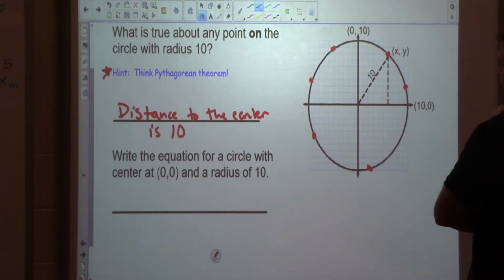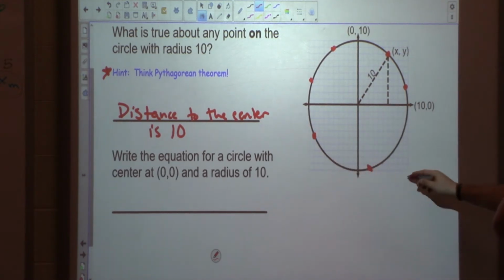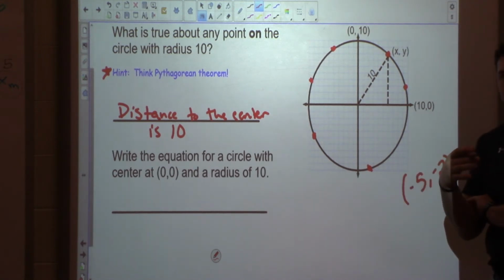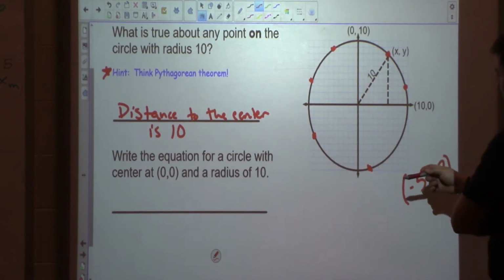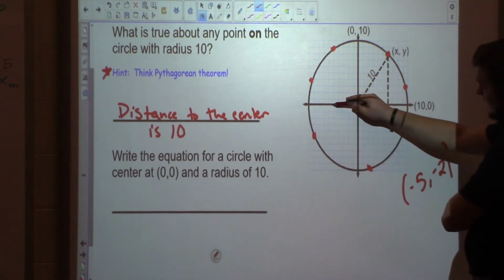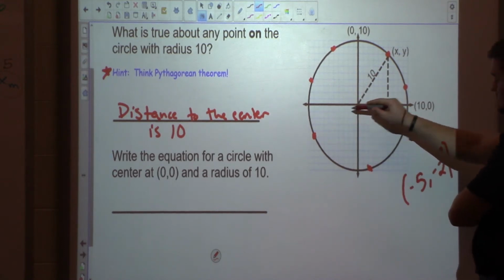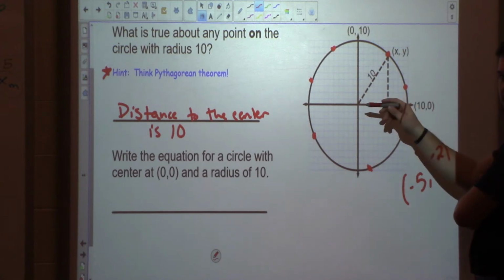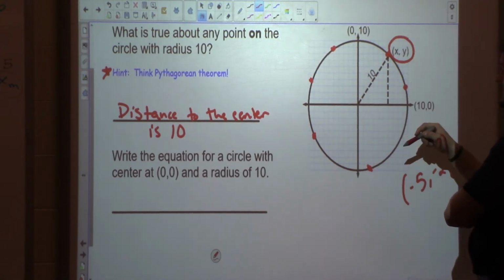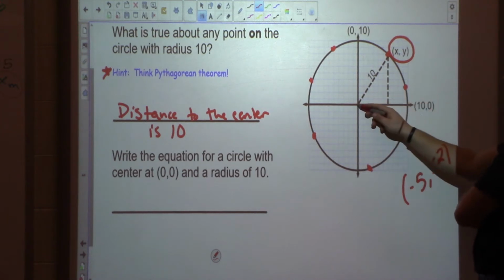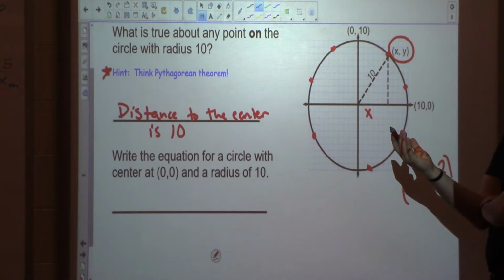Well, let's think. If I give you a point, let's just say -5, -2. Alec, how would you go about graphing that point? What would you do first? Go to the left 5 and down 2. You go to the left 5 and you go down 2, right? Because your x value, you go left and right. So if I give you the point x, y, I'd be going left and right for x. Does that make sense?